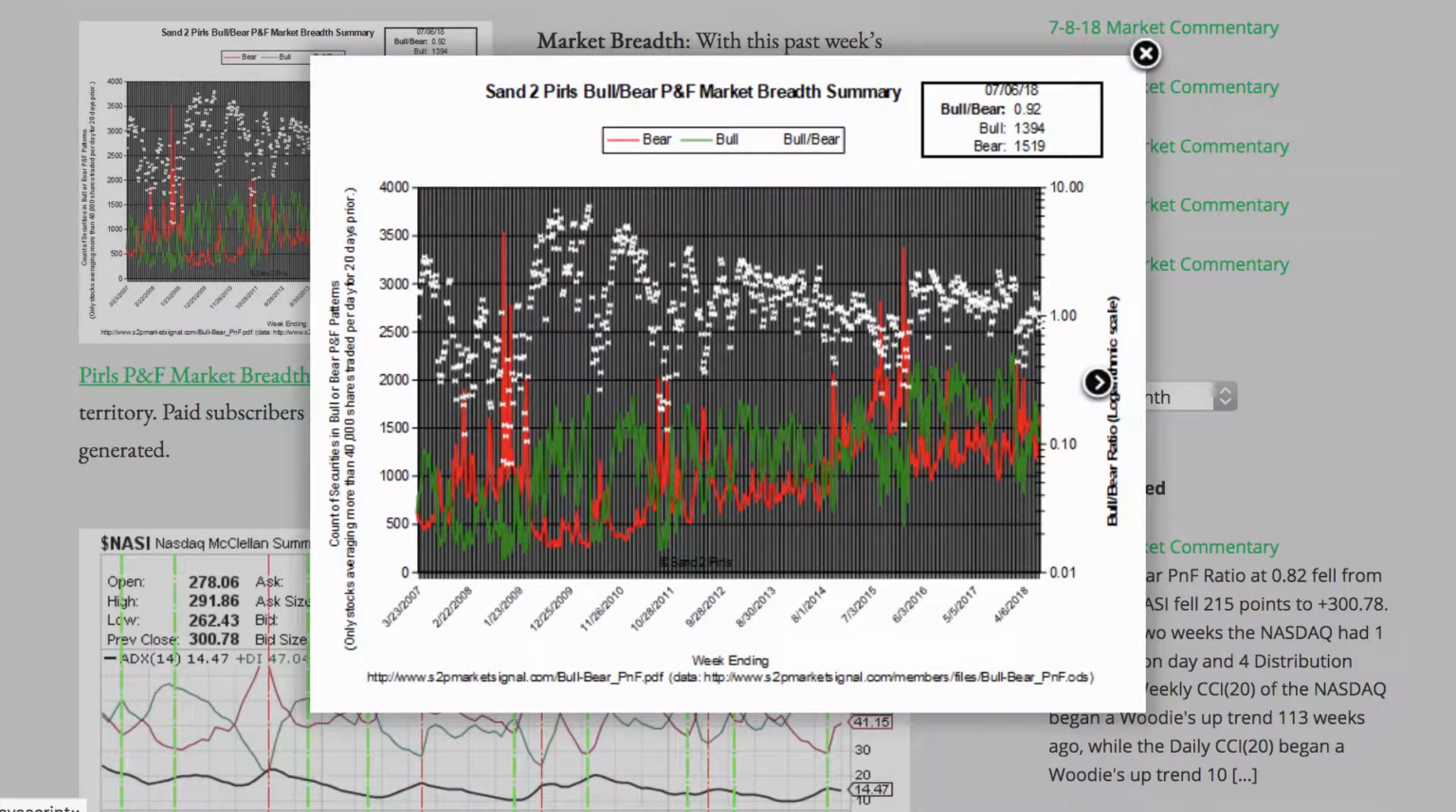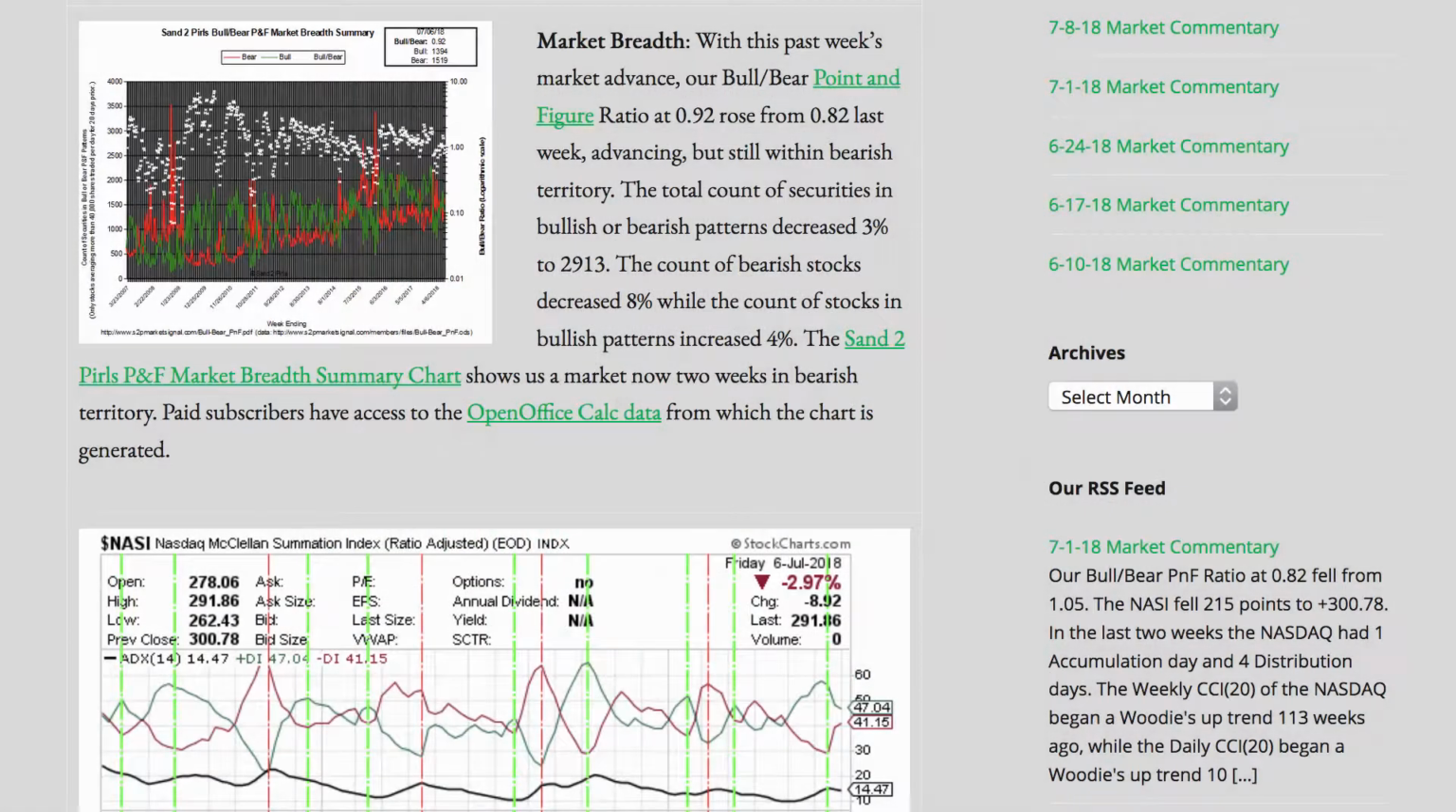Market breadth. With this past week's market advance, our bull-bear point and figure ratio at 0.92 rose from 0.82 last week, advancing, but still within bearish territory. The total count of securities in bullish or bearish patterns decreased 3% to 2,913. The count of bearish stocks decreased 8%, while the count of stocks in bullish patterns increased 4%. The Sand to Pearls PNF Market Breadth Summary Chart shows us a market now 2 weeks in bearish territory.